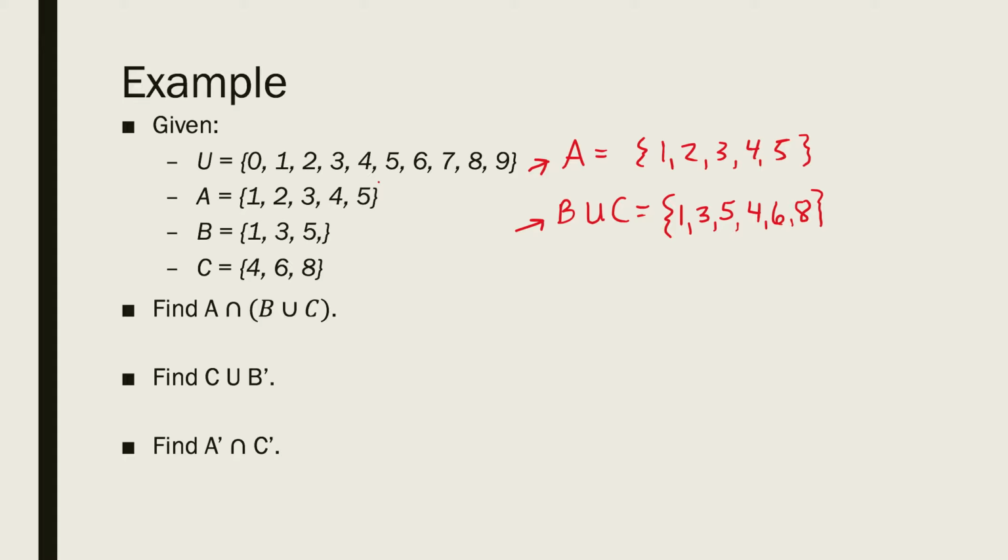So both sets have a 1. Both sets have a 3. And both sets have a 5. And both sets have a 4. So now we have our answer, which will be the set with the elements 1, 3, 5, and 4.